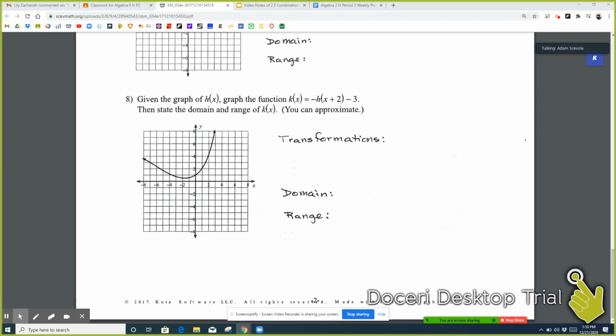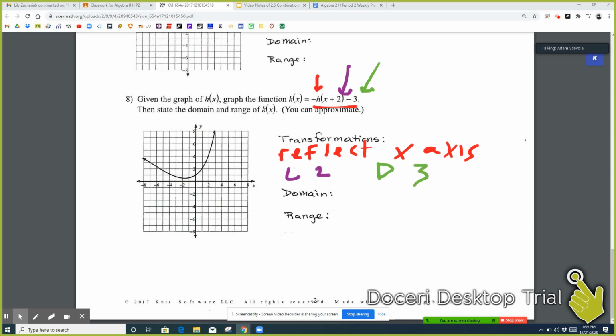So the transformations onto h of x look like you have a negative right there. So that is going to reflect your points over the x-axis. And then the +2 is going to move all your points to the left 2 units. And then the -3 is going to move all your points down 3 units.